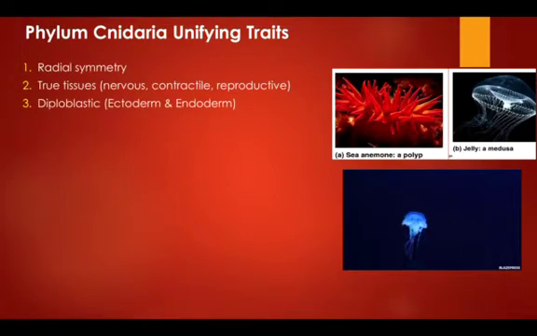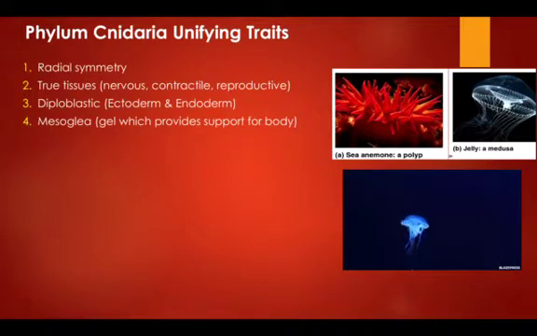They are diploblastic, and they have this structure called the mesoglea. It's a gel-like substance which provides support for the body. So they don't have collagen, they don't have a skeletal system. They have this mesoglea, which gives shape to their body.